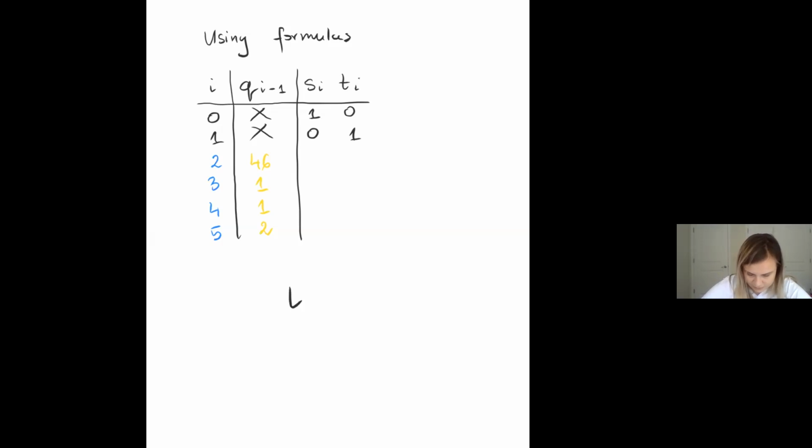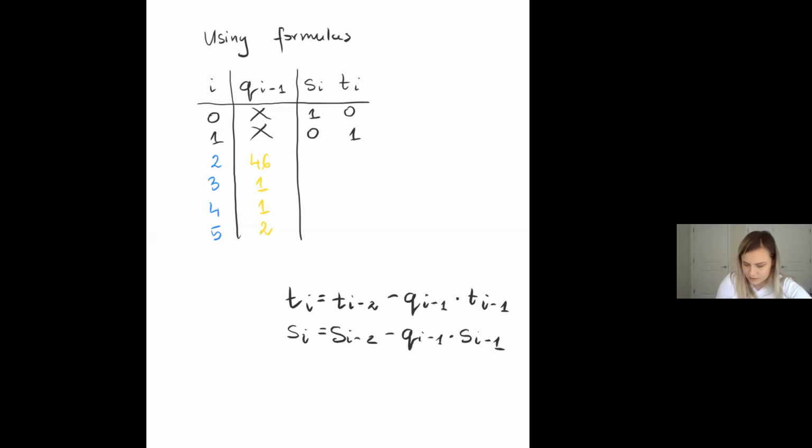So we have TI is given by the formula TI minus 2 minus QI minus 1 times TI minus 1. And the same for SI. It's very similar formula. Minus QI minus 1 times SI minus 1. So actually for inverse, we don't even need SI, just kind of to show you the whole algorithm. So now we can compute.